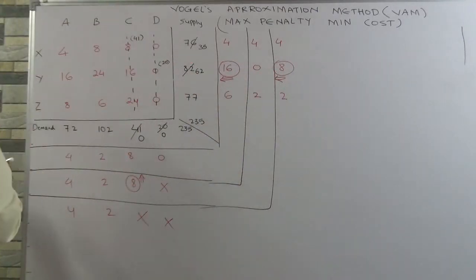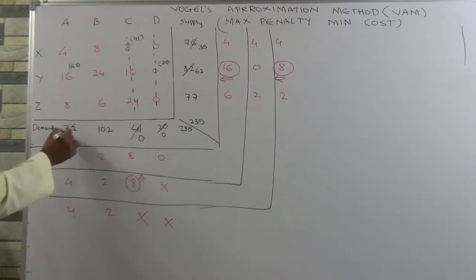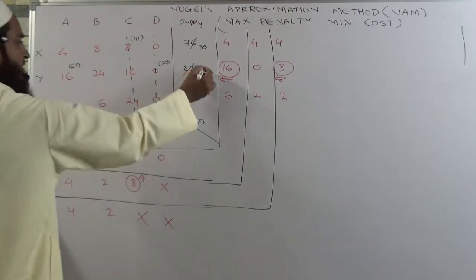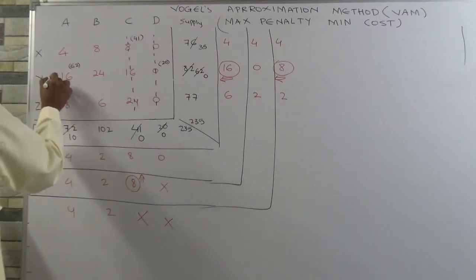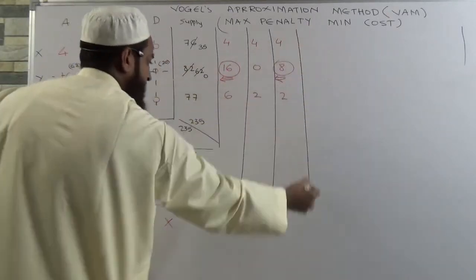72 and 62. How much do I give? 62, right? So I allot 62 over here. This becomes 10 and this becomes 0. What is 0 is cancelled out. So now calculate fresh penalties.